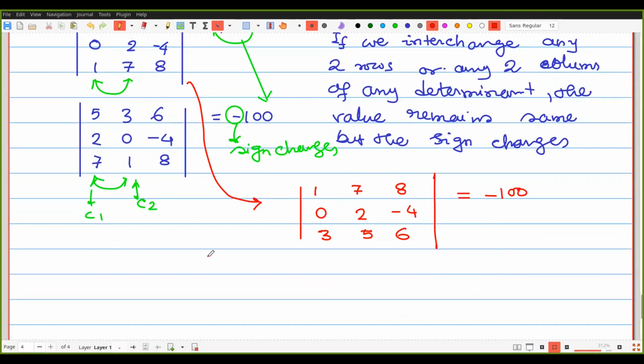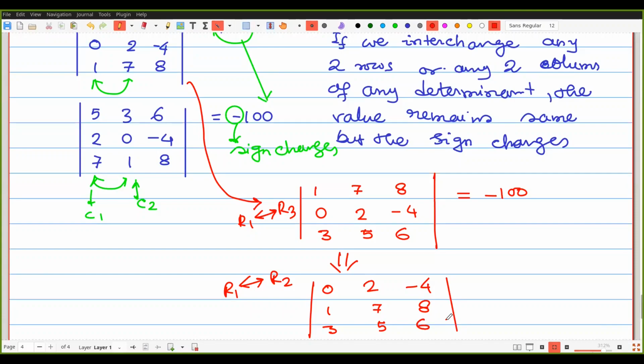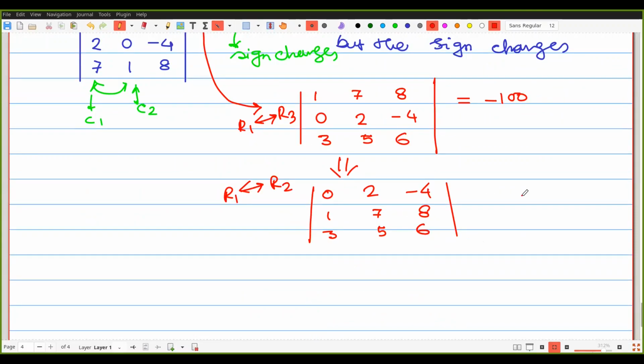After that, suppose once again we are interchanging row 1 and row 2. Row 2 is now row 1, row 1 is now row 2. At first that was row 1 interchanging with row 3. So that one is becoming 0, 2, -4, 1, 7, 8, 3, 5, 6. Before that, the value was -100. So the sign is interchanging because of one interchange of rows, so minus of -100 is +100.